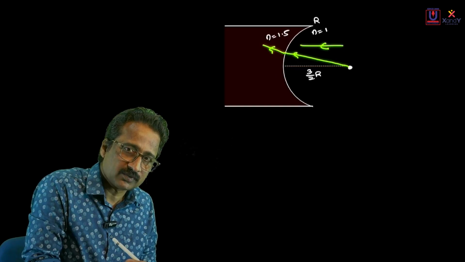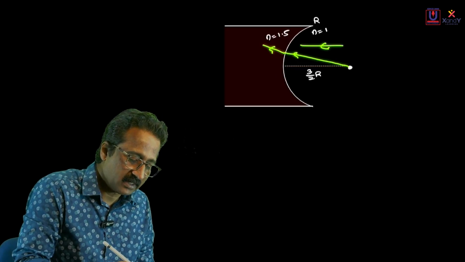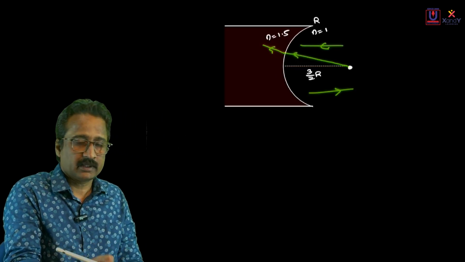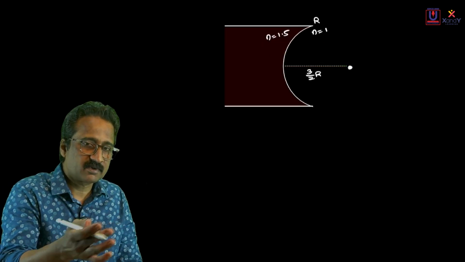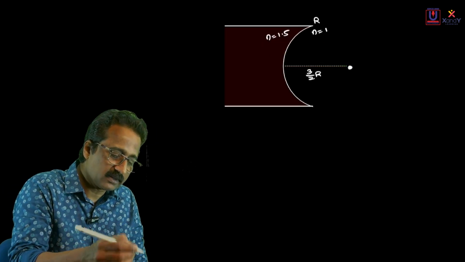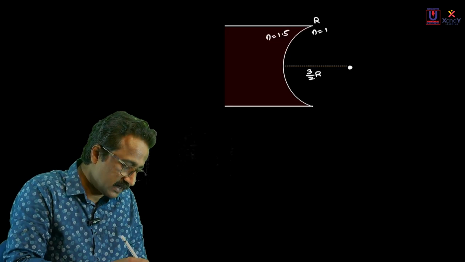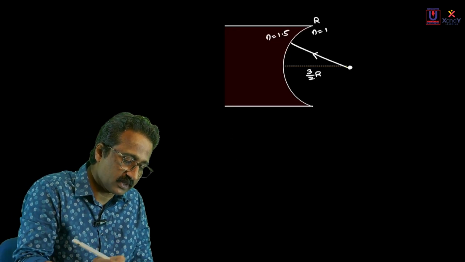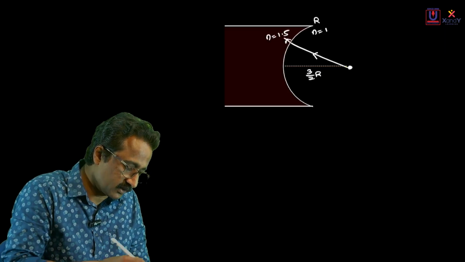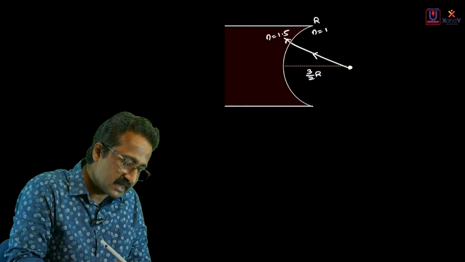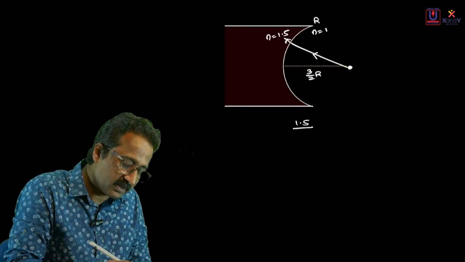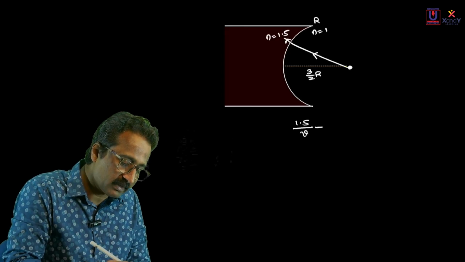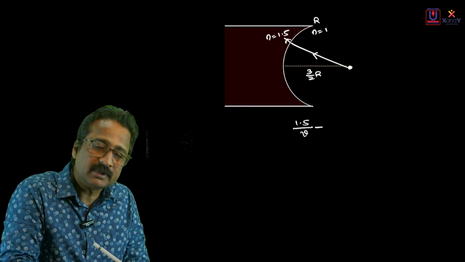So any measurement towards left is positive here. Any measurement towards right will be negative, because the light ray is passing from right to left here. Applying the equation again, N2 by V. See, this is the way the light ray is passing out. That is the way the light ray goes. So N2 is 1.5 again, which is the second medium, by V, which is again unknown, minus U, which is 3 by 2R.